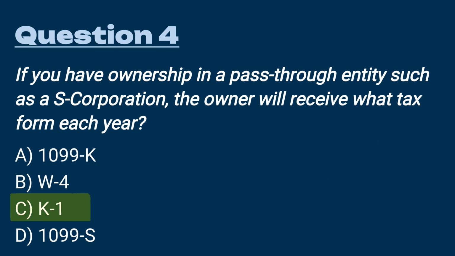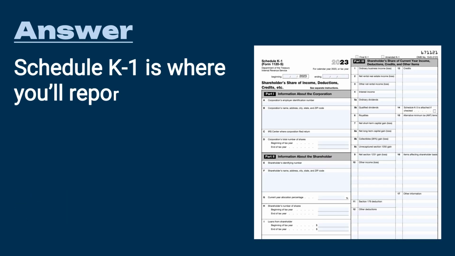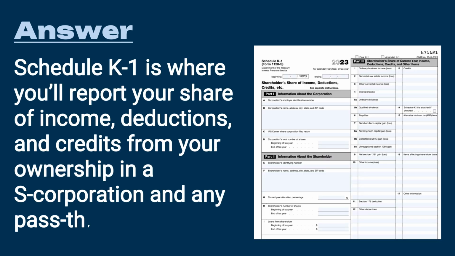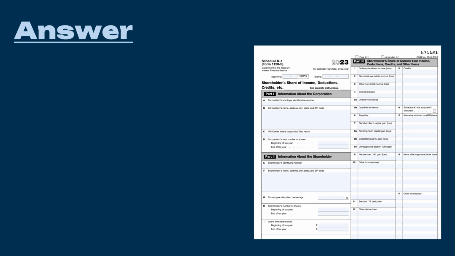The answer is C, a K-1. An S corporation is a pass-through entity, and a Schedule K-1 from an S corporation, a partnership, or an LLC is going to report your share of income, deductions, and credits from your ownership, in this particular example, an S corporation. You're going to take this K-1 and take the information on it and report that on your 1040, and that's where the tax gets paid.